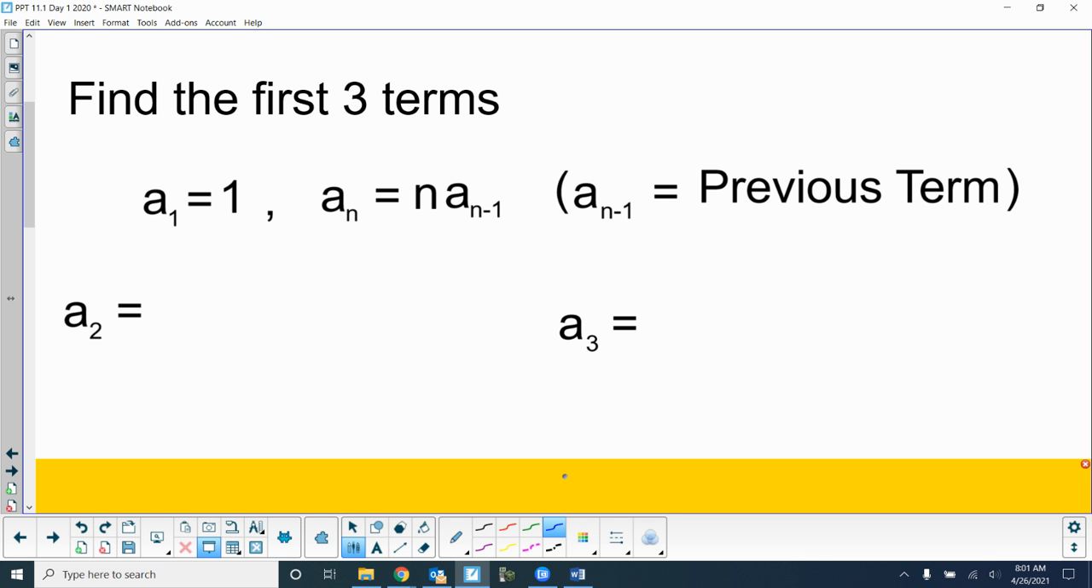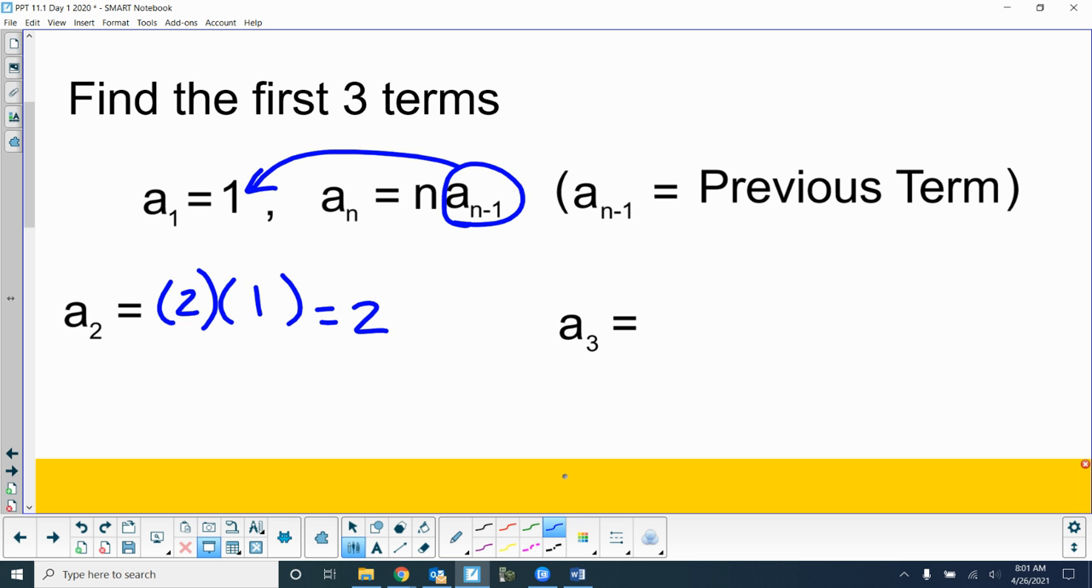All right, so they already gave me the first term. So for the second term, n is 2, so I put a 2 in for n. And then this, remember, is the previous term, which was the first term in this problem. So just 2 times 1, which is 2. The third term means n is 3. And then again, that means the previous term. What was the previous term? 2. So the third term would be 6. So there's the first 3 terms.